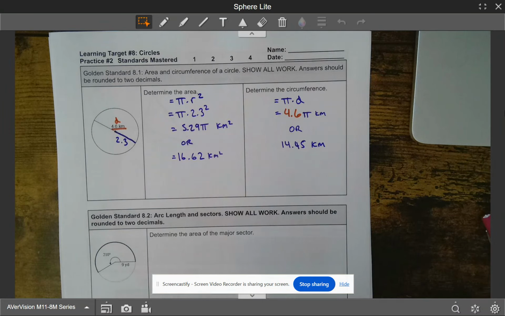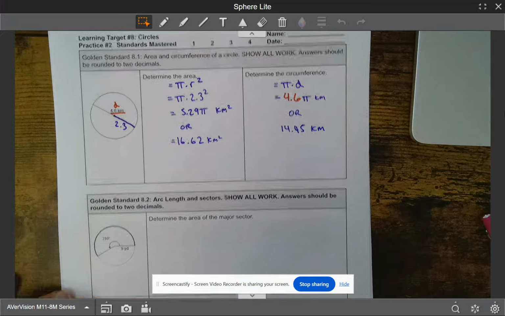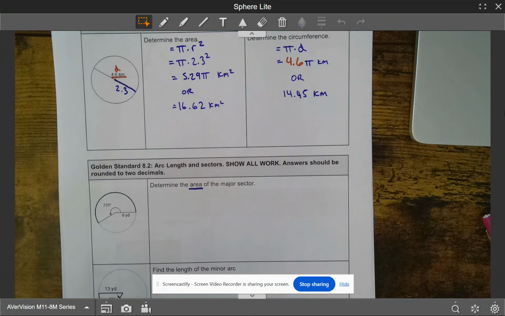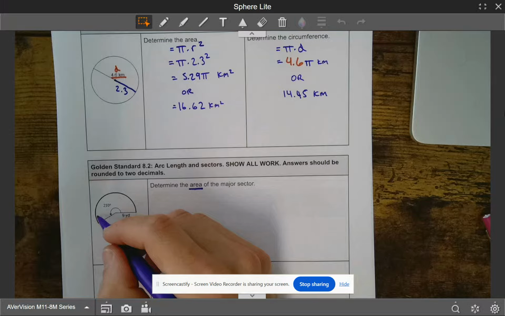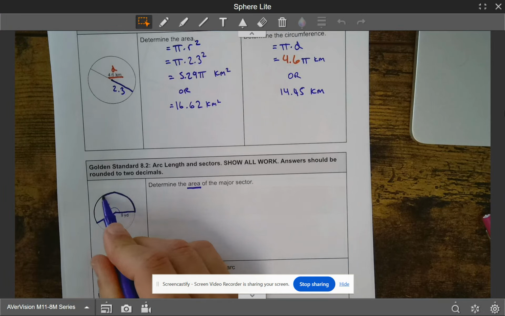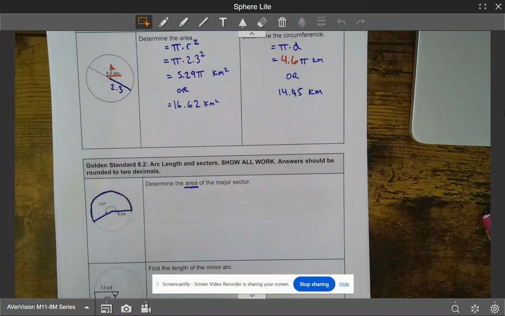All right, let's move on down to Golden Standard 8.2 about area of sectors and lengths of arcs. So first question, determine the area of the major sector. Again, you see this word area right there. We're trying to find the area of this sector right here, this mark that is outlined by bold. How much of the circle's area is in that space?